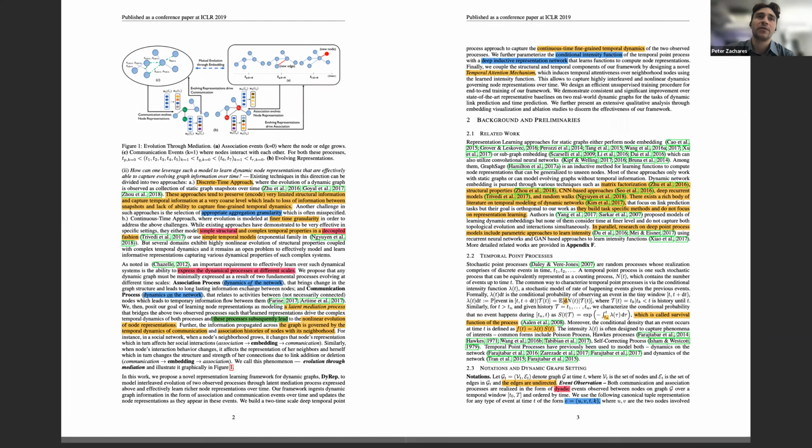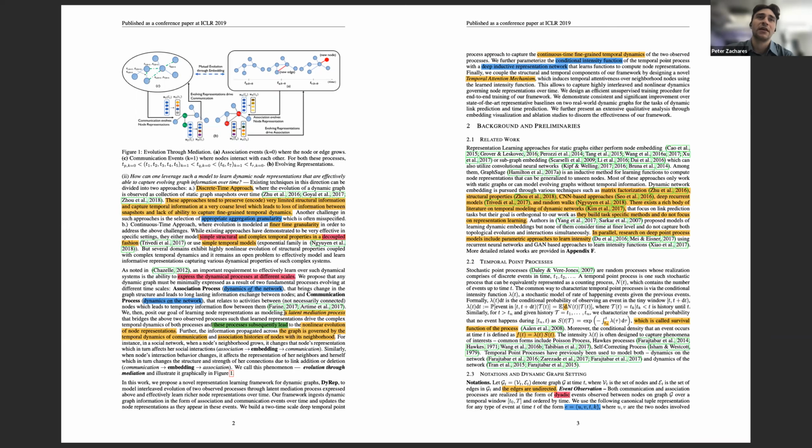And they call their proposed process a latent mediation process, which I think is probably the correct word for it. But actually, the way they're modifying the representations over time, and we will go through this later, is like this: you have your representation of a graph at time t, an event occurs, and then you update it based on that event. And they just have a different update rule for an association versus a communication.